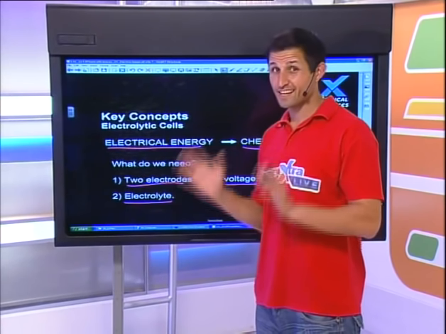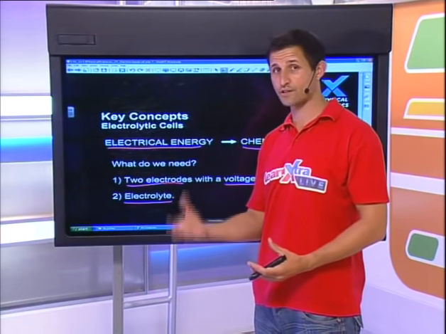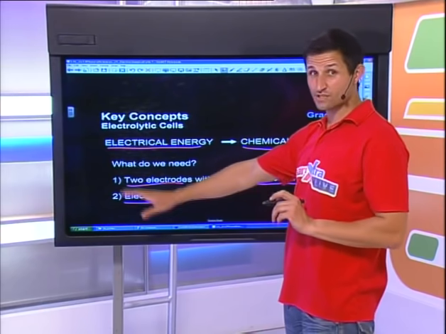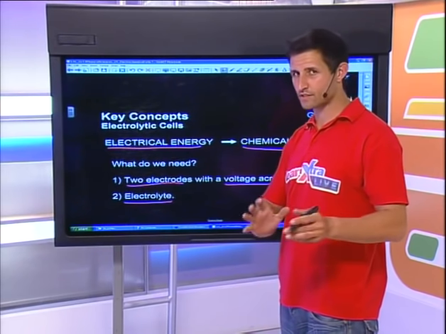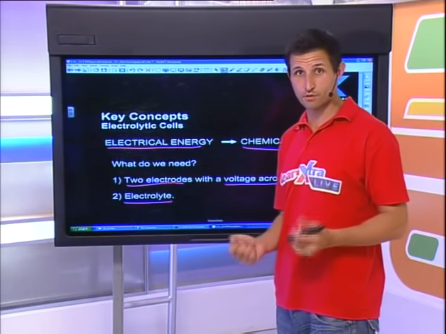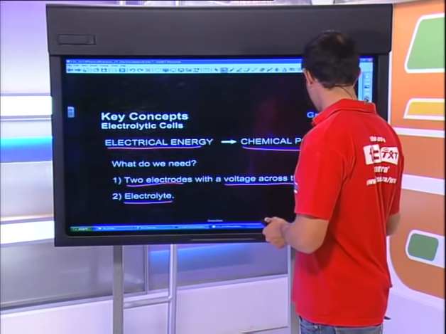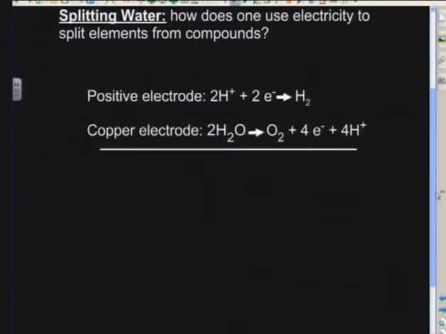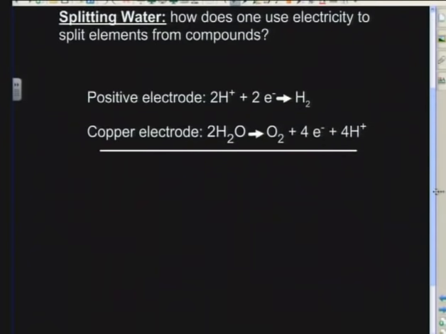So what I'm going to be doing is splitting water up into hydrogen and oxygen. Now, we'll see if that works. What I'm going to do is take H2O and a little bit of acid, and we're actually going to try and split water. We're going to try to see if we can release the chemical potential energy. So let's try and figure out what we've got over here. So here we go. Now I'm splitting water. So how does one use electricity to split elements from compounds?